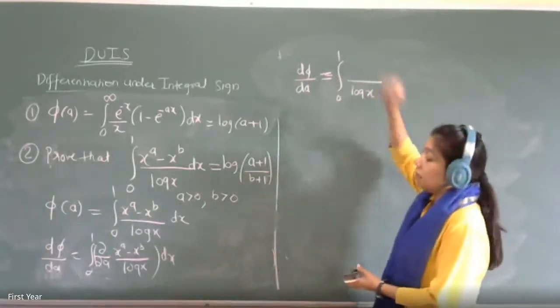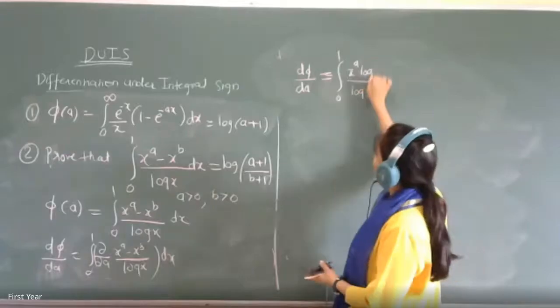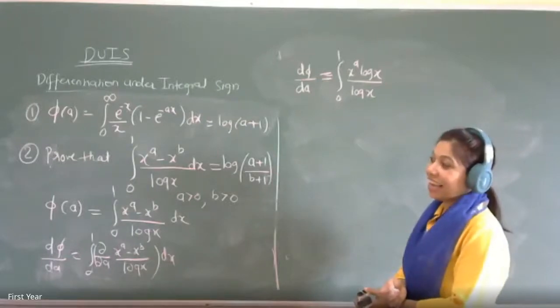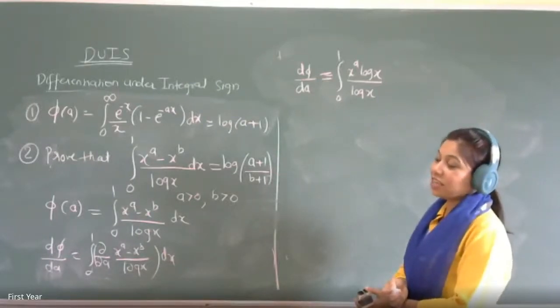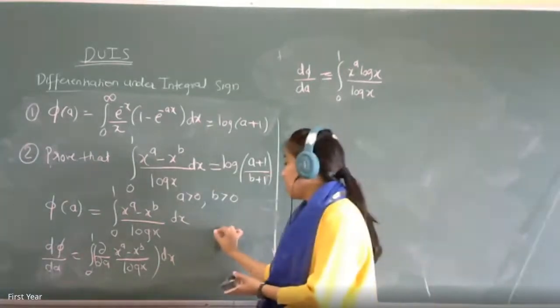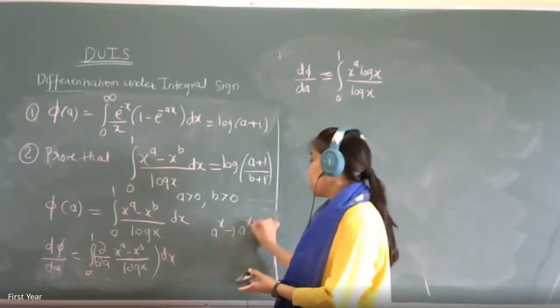So what will be the derivative of x raised to a? Let me write it down here. It is x raised to a into log of x. A is the variable and x is the constant. I used the derivative of a raised to x as a raised to x log of a.